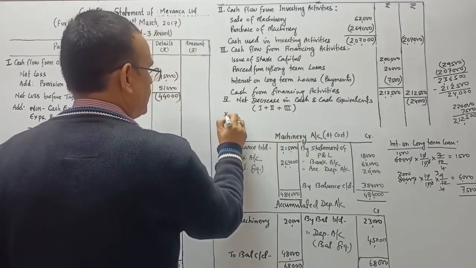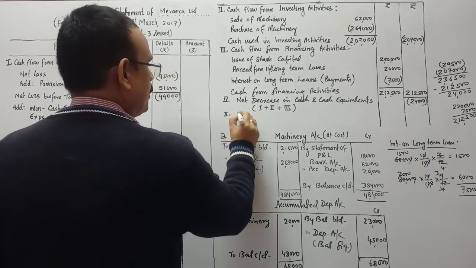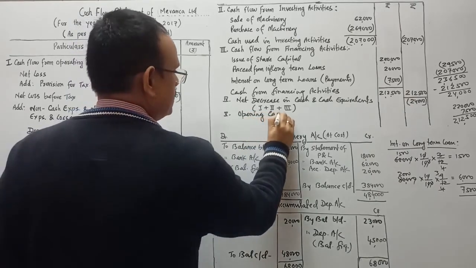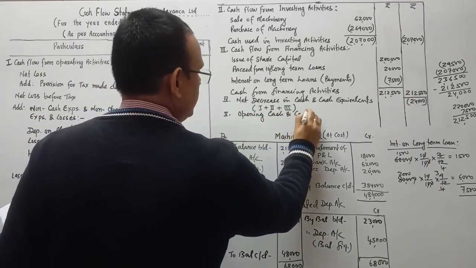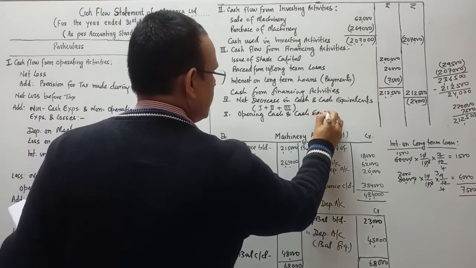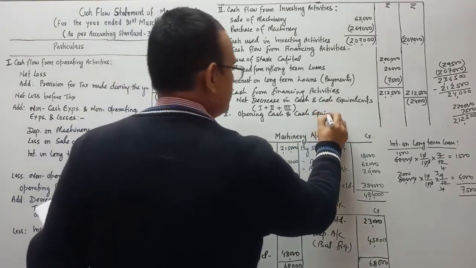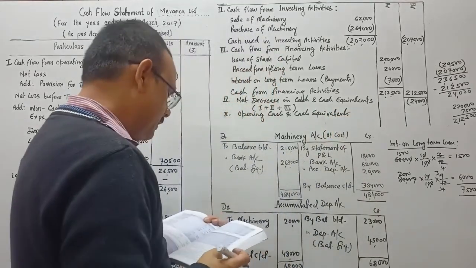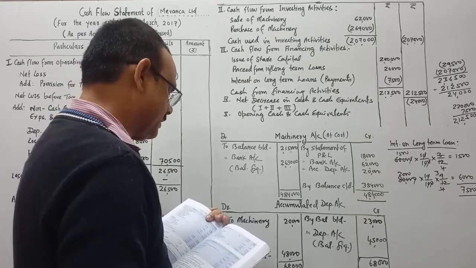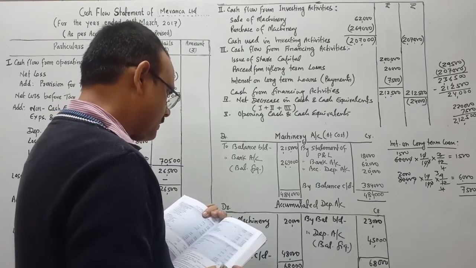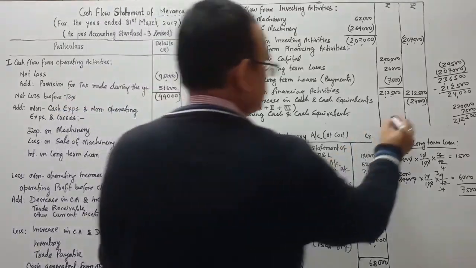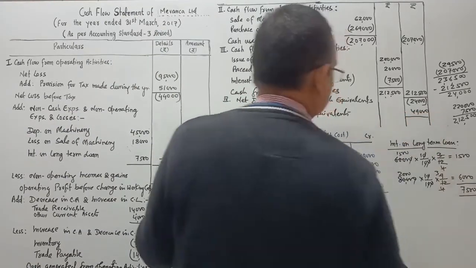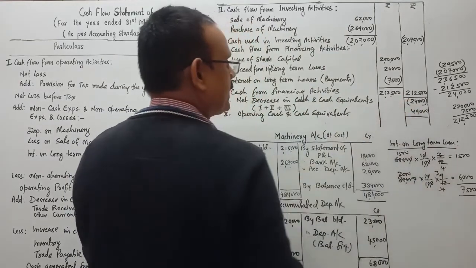Now fifth number is opening cash and cash equivalent. You write it, which is given in the balance sheet. Opening, you see cash and cash equivalent in the balance sheet, current assets. Point number C, it is 49,000. So we'll deduct it. This is 24 minus and this is 49 plus.